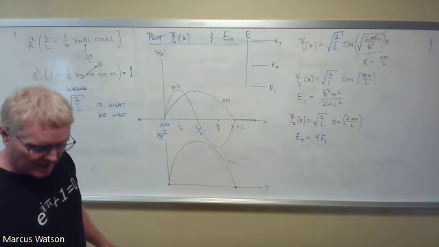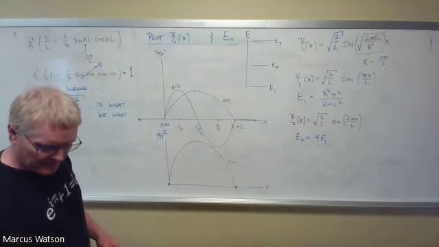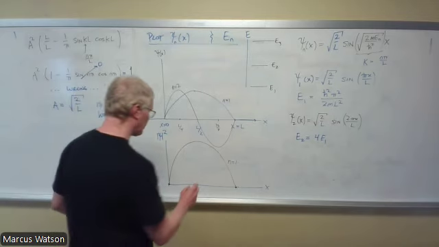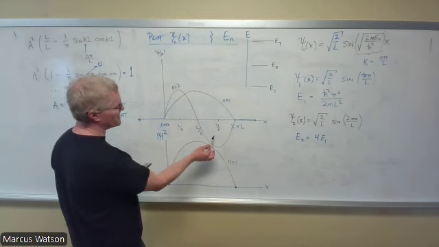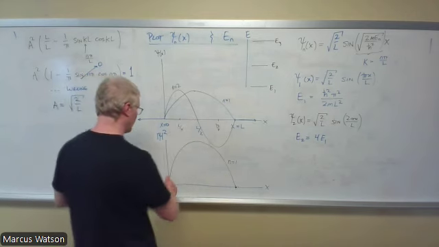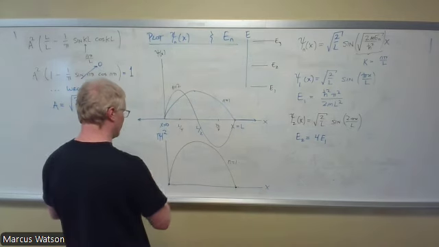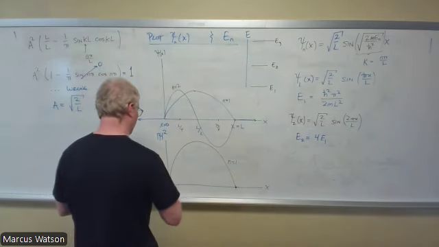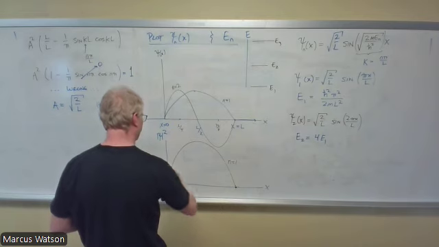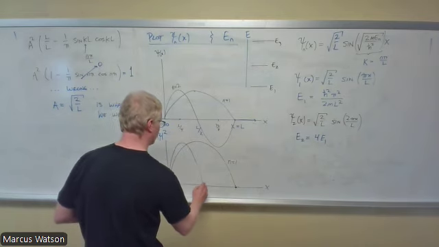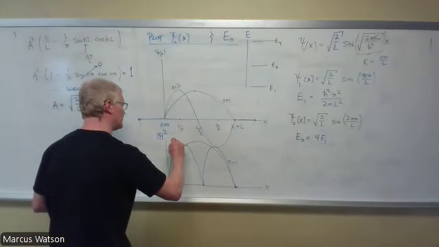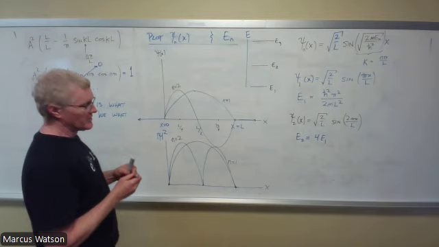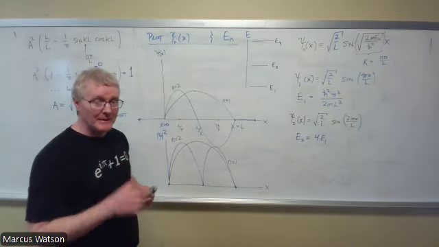Now, let's take a look at what happens at the n equals 2 state. If I look at the n equals 2 state, I'm going to square this thing. That's going to make this positive, so it's going to flip it up. So the n equals 2 state is going to look something like this. Like so. That's the n equals 2 state. Notice what's happening here. This is the probability, okay?